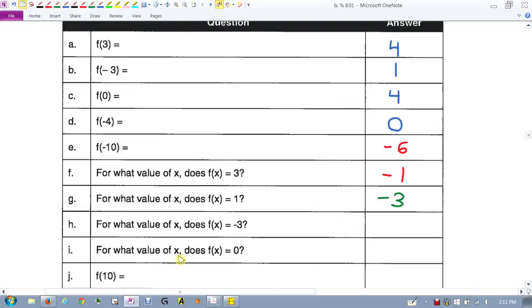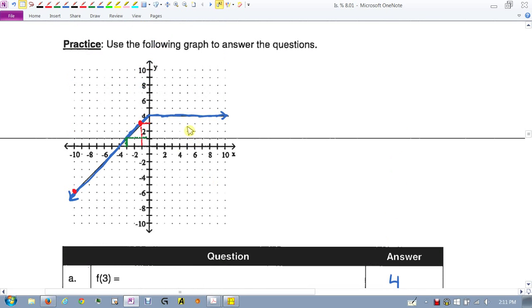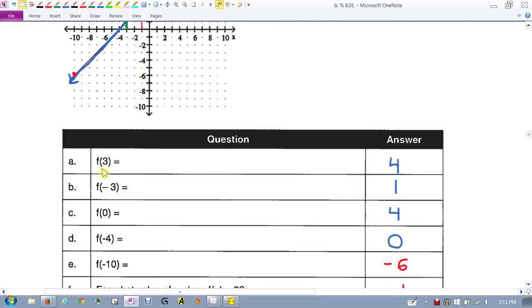For what value of x does the function equal negative 3? So same thing. Go down negative 3. And then looking to the left and right, it's over here somewhere. Negative 7 is where it comes from.